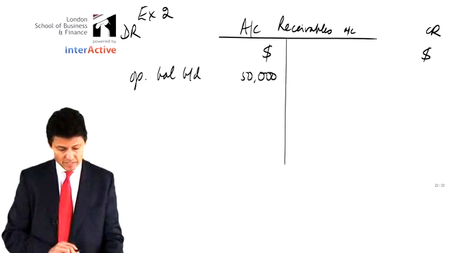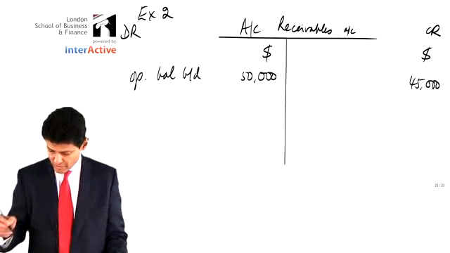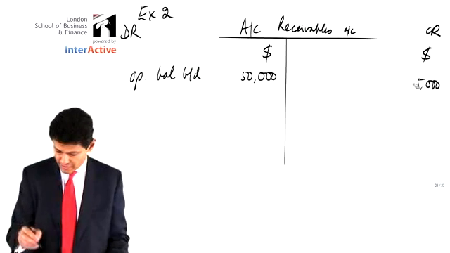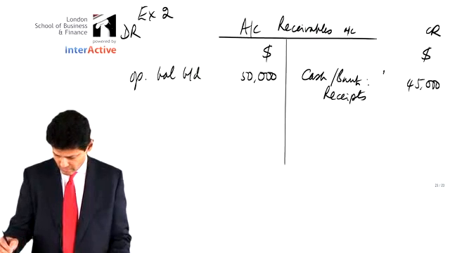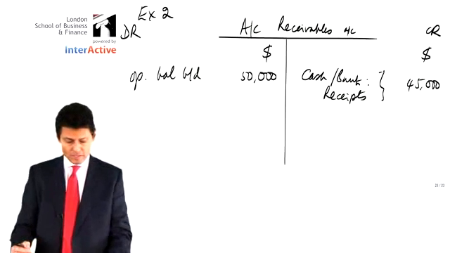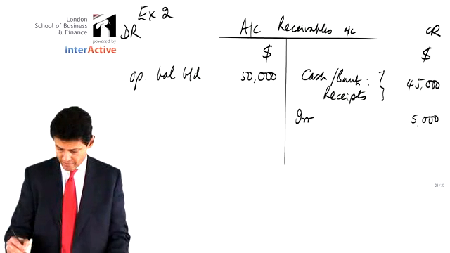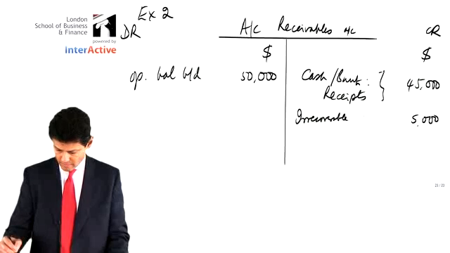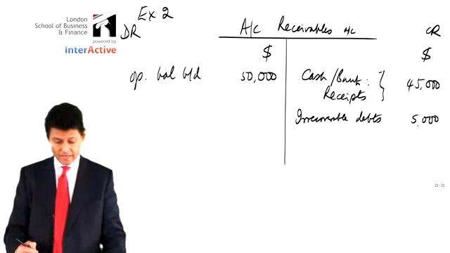Then the receipts from accounts receivable in the year of 45,000. So that should be on this side, because obviously we are debiting cash and crediting this account. So I'm going to say cash or bank receipts for the year, 45,000. Tick that off. Irrecoverable debts have been written off worth 5,000. I suppose they must come onto this side as well. Irrecoverable debts. That account, of course, is debited. This account is credited. That's a double entry.